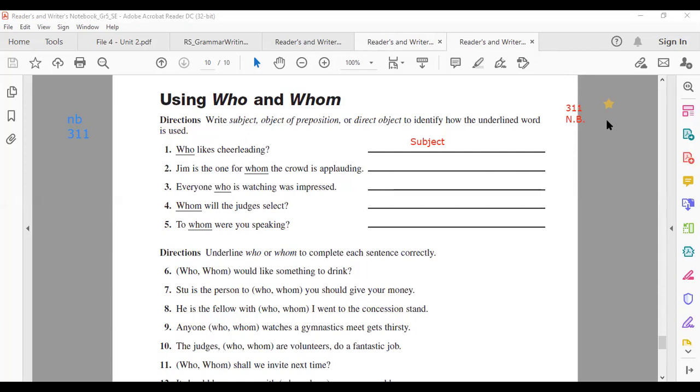Amazing job. Number 2, my girls. Who can do number 2? Fairuz, go ahead. "Jim is the one for whom the crowd is applauding." So whom here is what? Subject or object first? Object. Very good. Now is it a prepositional object or direct object? Search before it. Is there a preposition before it? If there is, it will be prepositional. If there's no preposition, then direct object.